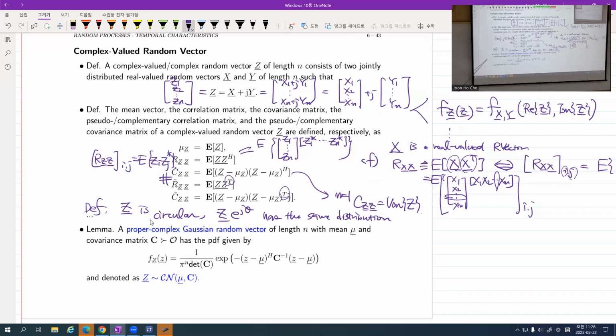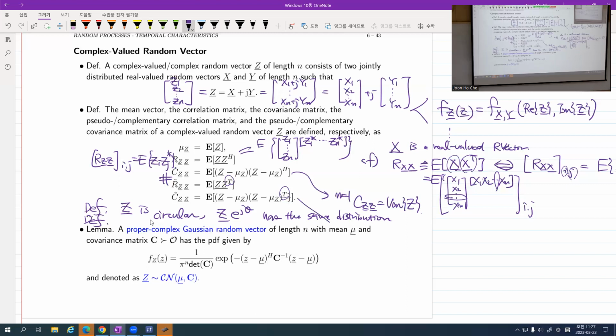Another one is what here? Propriety. A complex random vector is proper if, what do you guess? The covariance matrix, sorry, the pseudo covariance matrix or the complementary covariance matrix, this one, vanishes. What does that mean? Equals a zero matrix. Then you can easily show what? The real part covariance matrix and the imaginary part covariance matrix are identical. And what do you guess?